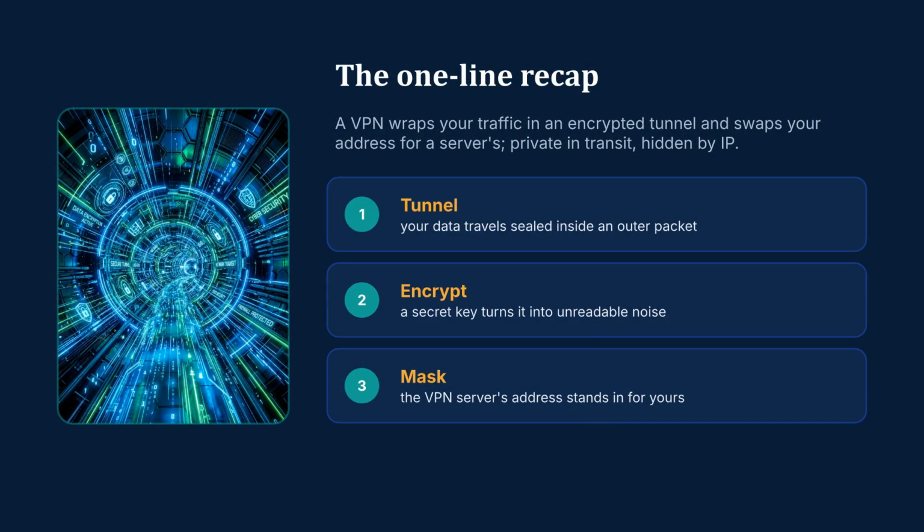In summary, a VPN encrypts user traffic within a secure tunnel and replaces the user's address with that of the server. The process involves tunneling, encryption, and address masking.